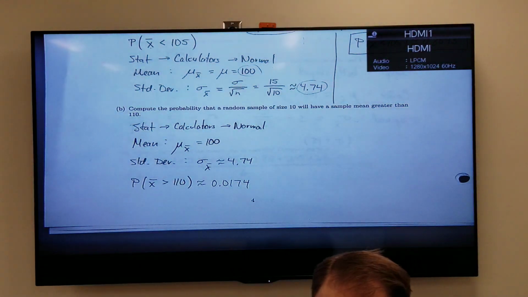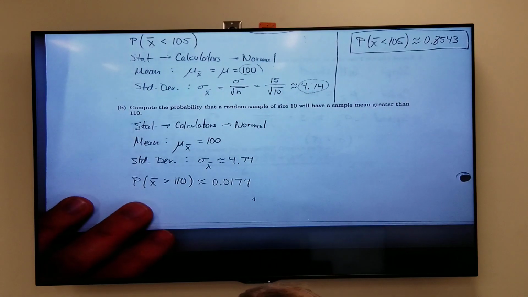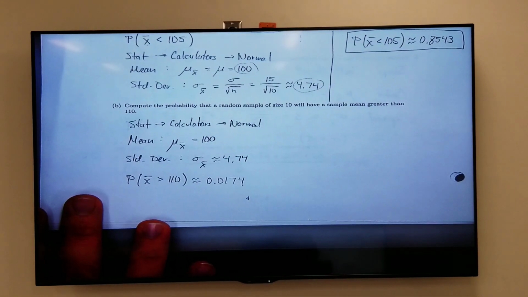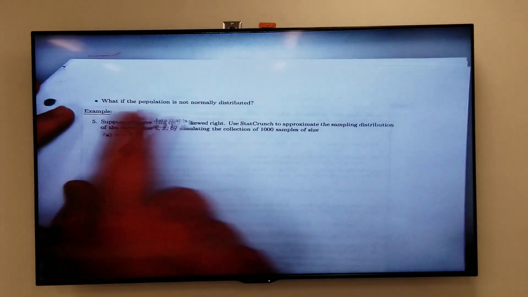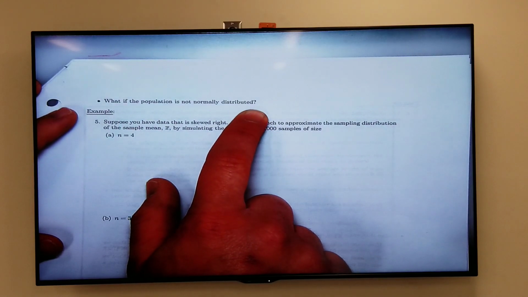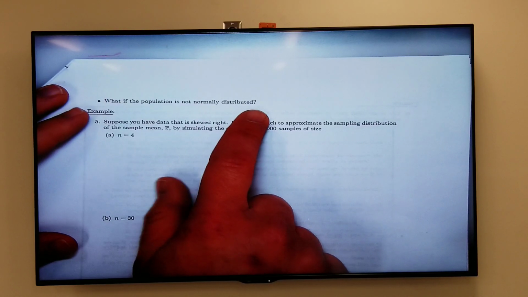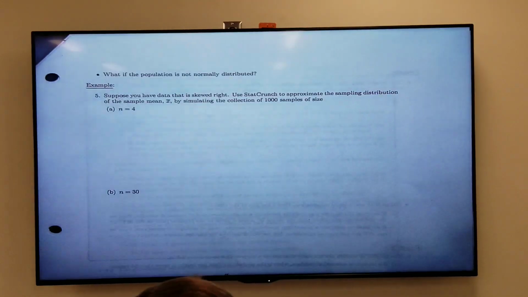Okay, so that's how we compute probabilities involving x bar when we know that the underlying population is normally distributed. If the underlying population is not normally distributed, then we don't know what the shape of the distribution is, so we don't know what the shape of the distribution of x bar is yet. So we're going to have to run some more simulations. Let me start a new video, and then we'll look at page, what are we on? Page 5, I guess. So let me start a new one.